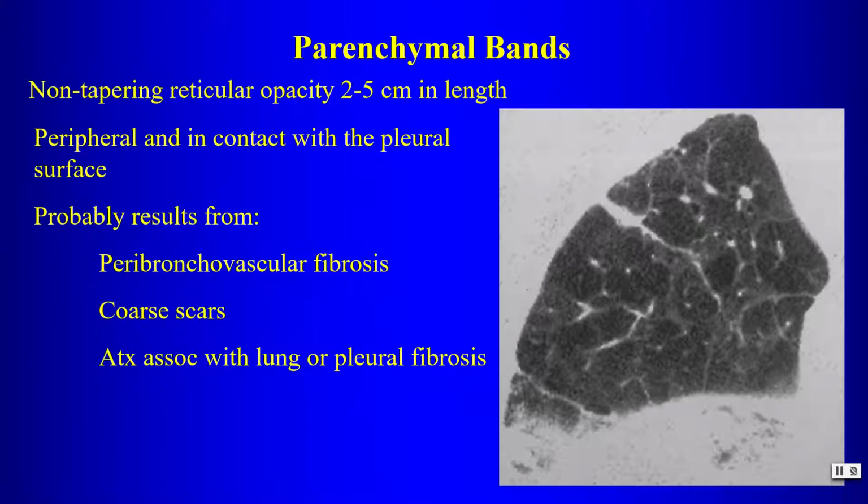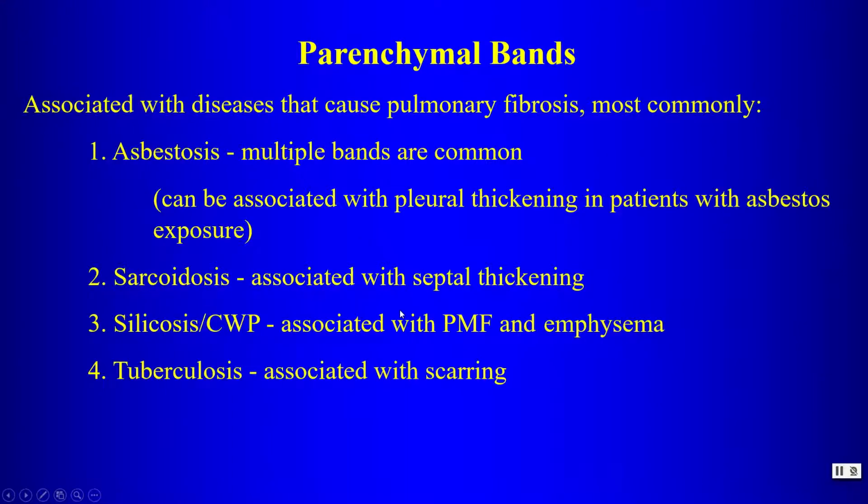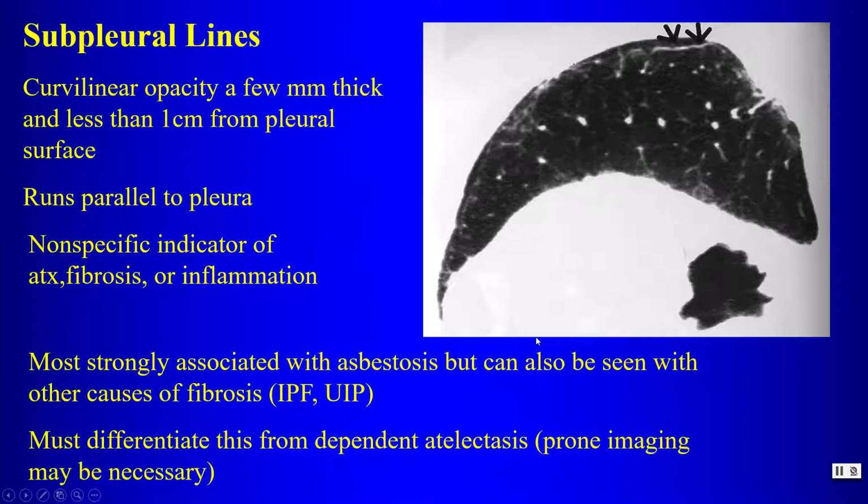Some more vocabulary terms: parenchymal bands. These are reticular opacities that are usually perpendicular to the pleural surfaces, as in this example. So this might represent peribronchovascular fibrosis, could represent scarring, could represent atelectasis associated with fibrosis. So parenchymal bands usually associated with diseases that cause pulmonary fibrosis. We can see it with asbestosis, and we might see it with some of these other diseases also. So it's not really specific for asbestosis, but it is commonly associated with asbestosis.